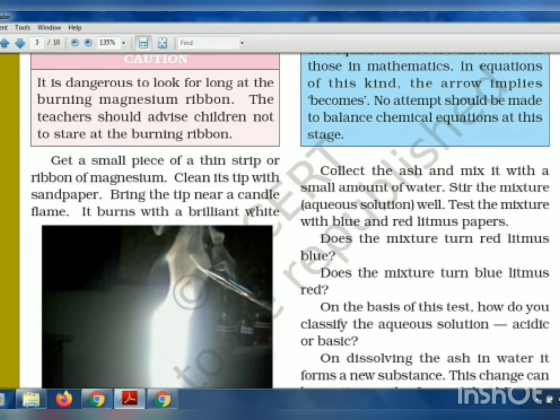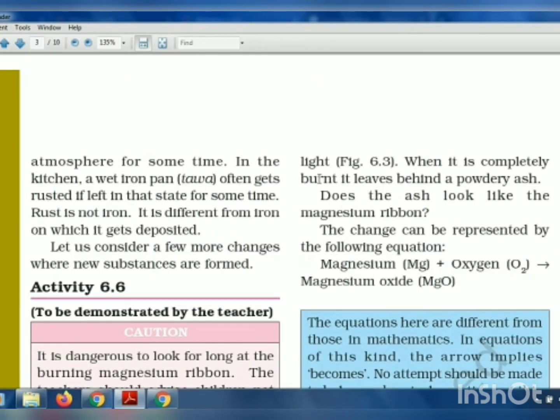Then bring the tip near a candle flame. What happens is that the ribbon starts to burn, and it burns with a brilliant white light. That light is very harmful for your eyes, so you should not look directly at that light. When the whole ribbon gets burnt completely, it leaves a powdery ash, a grayish type of powder.